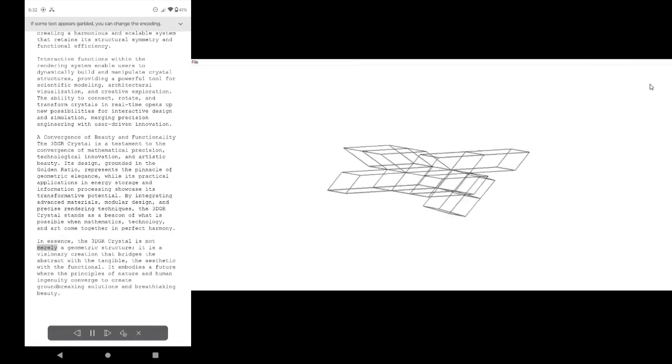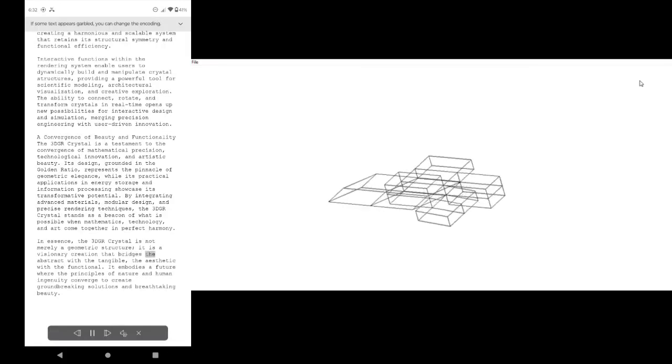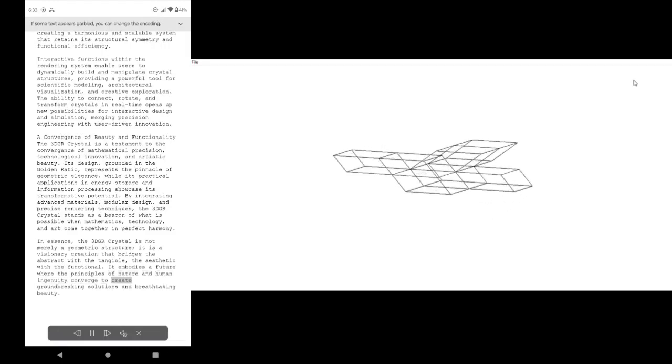In essence, the 3DGR crystal is not merely a geometric structure; it is a visionary creation that bridges the abstract with the tangible, the aesthetic with the functional. It embodies a future where the principles of nature and human ingenuity converge to create groundbreaking solutions and breathtaking beauty.